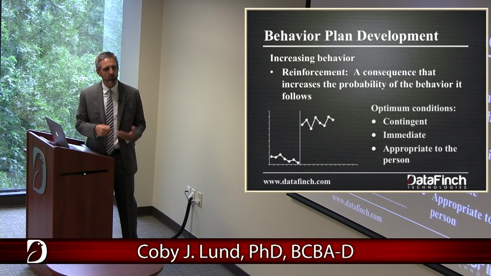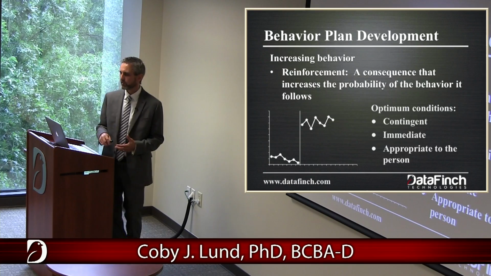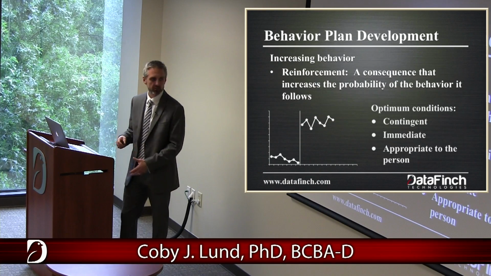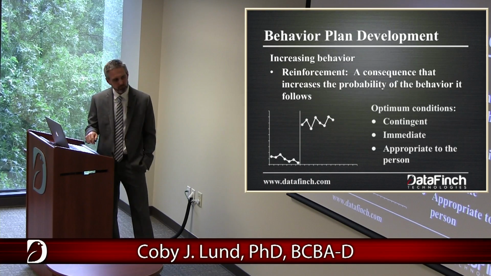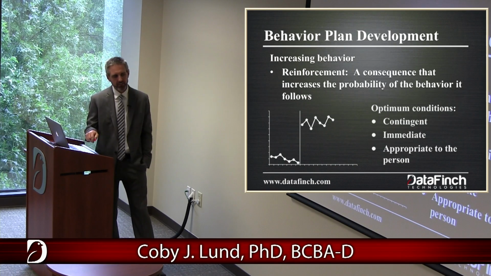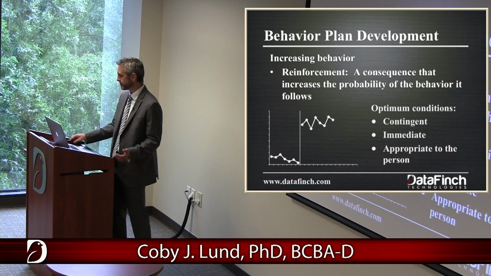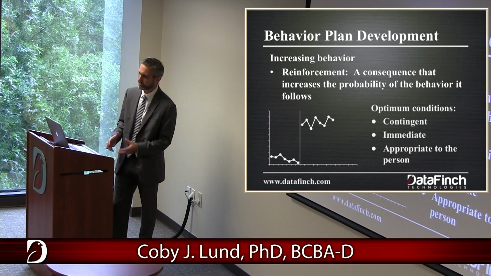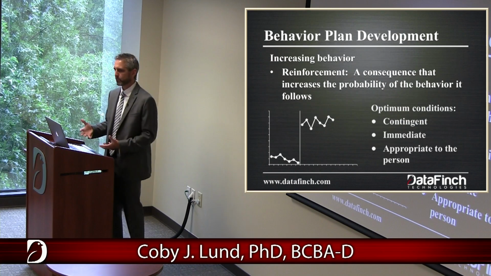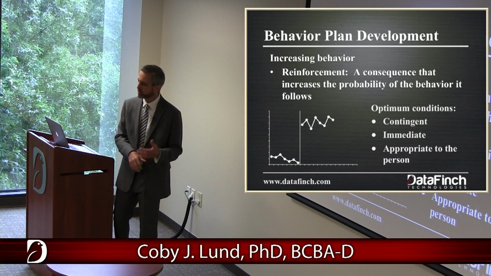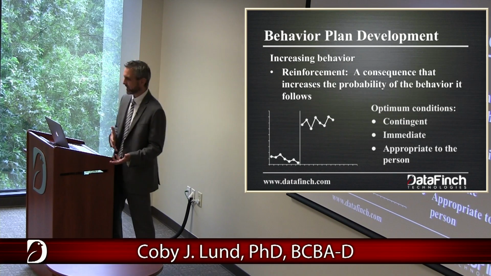So we want to use reinforcers associated with the functions of inappropriate behavior. And we want to do them contingently. If you look under the optimum conditions, we want to do them contingently, right? So these consequences are contingent on positive behavior. You get them when you engage in positive behavior, and you don't get them when you don't.